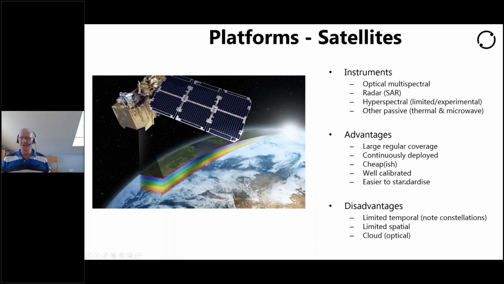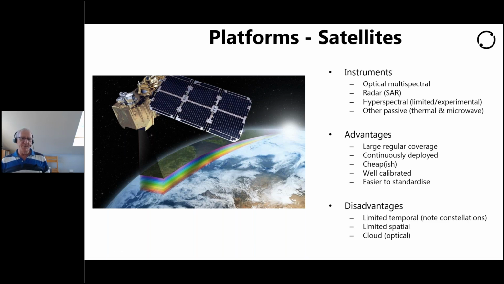I'll move on now to quickly talk about some of the platforms that we mount these instruments on, starting off with satellites, which host a number of different types of instruments that I've talked about. The advantage of satellites is large regular coverage, so they're continuously deployed out there in an orbit, and in many cases they're actually continuously collecting data. So that makes it cheap-ish data. Even the commercial satellites are probably cheap on a per kilometre squared basis compared to other platforms.